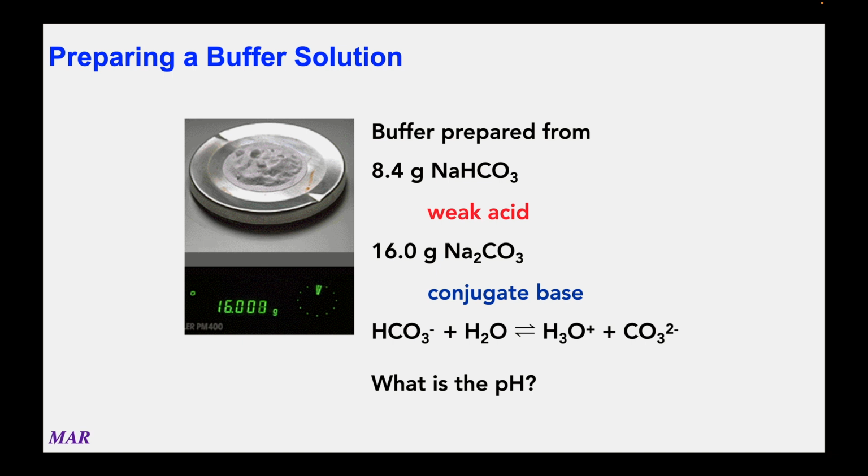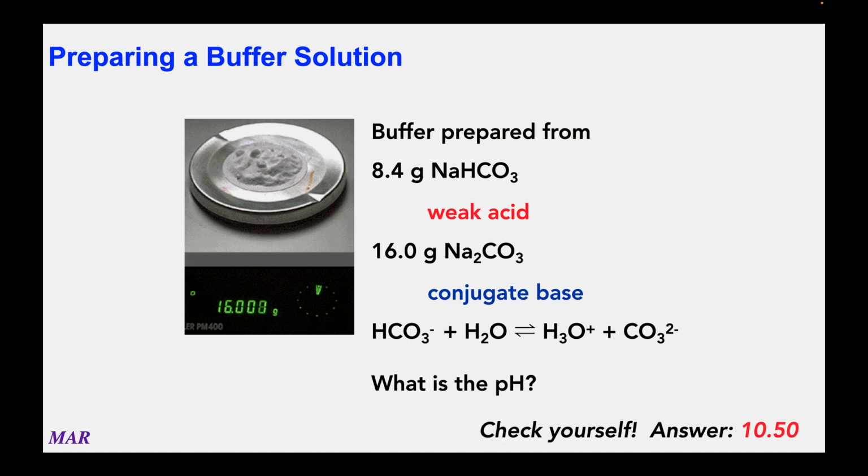So at this point, I think it's cool to practice to make sure that you know how this works out. So here's an example of a buffer you can make: 8.4 grams of sodium hydrogen carbonate mixed with 16.0 grams of sodium carbonate. And notice here the hydrogen carbonate has more hydrogen than the carbonate, so the hydrogen carbonate is the acid and the carbonate is the weak base. And from these numbers and the Ka for hydrogen carbonate, you can calculate the pH.